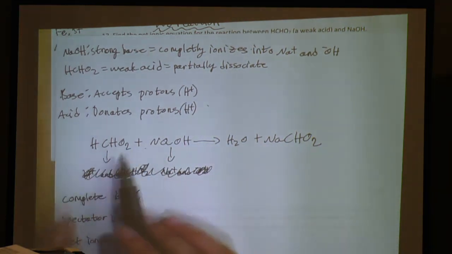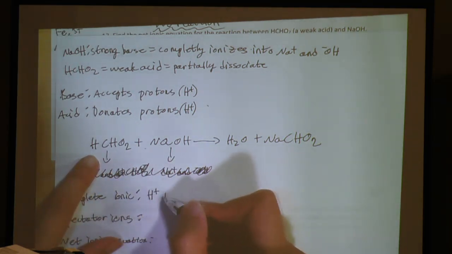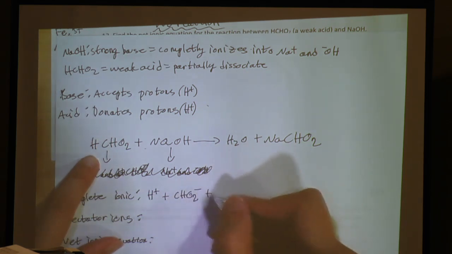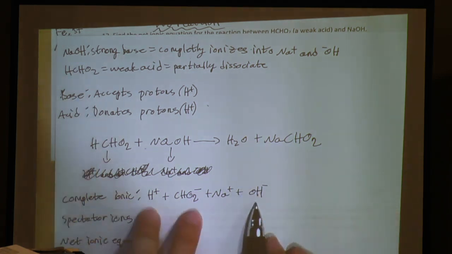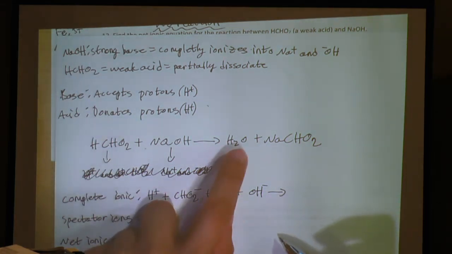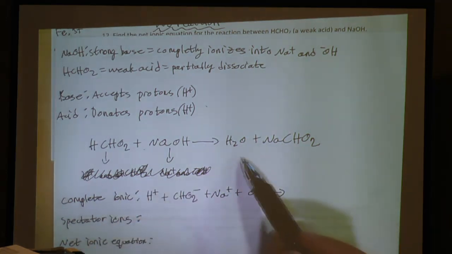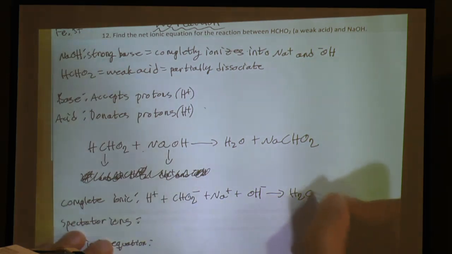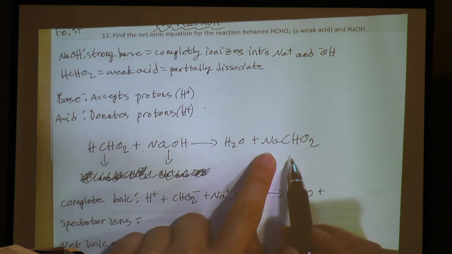So complete ionic, we'll start here. We said this dissociates into H plus, CHO2 minus, plus Na plus, OH minus. Does that make sense? And that's going to make water. We're not going to dissociate water because we're ionizing in water, and water is not going to ionize in water because it's just water. So we leave our water together. And now we have NaCHO2. Is it soluble or insoluble?